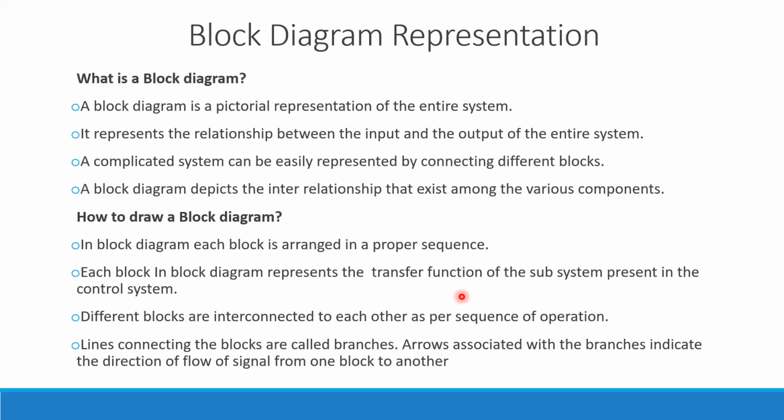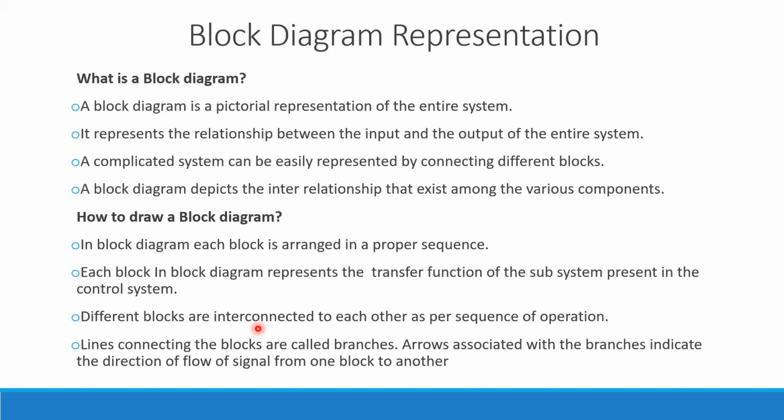The transfer function of each part of the control system is calculated with the help of mathematical modeling. The different blocks are interconnected to each other as per the sequence of operation. Lines connecting these blocks are called branches, and arrows associated with these branches indicate the direction of flow of signal from one block to another.